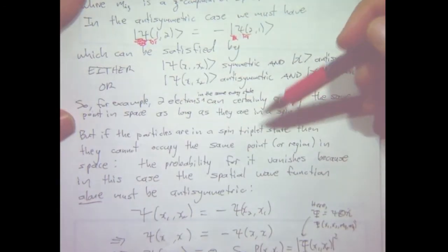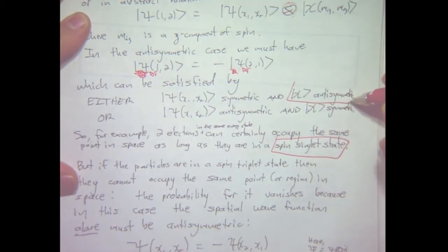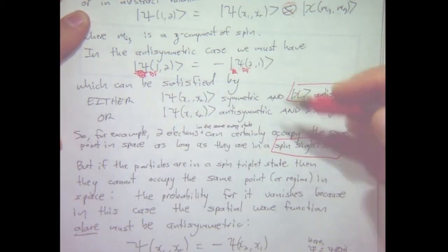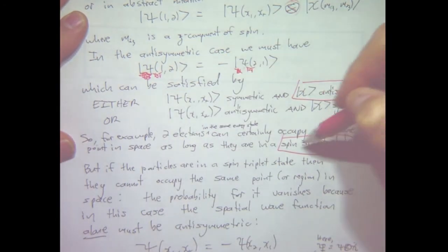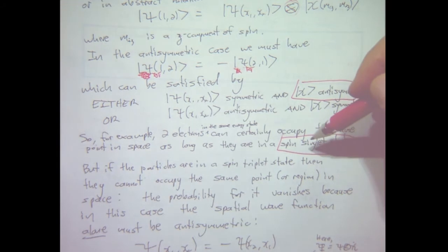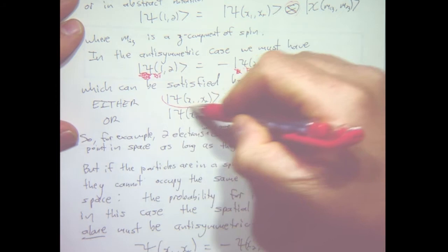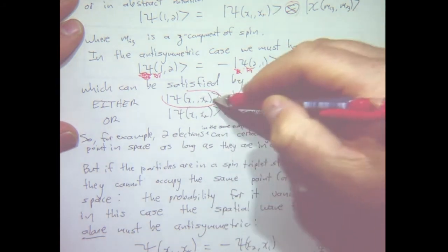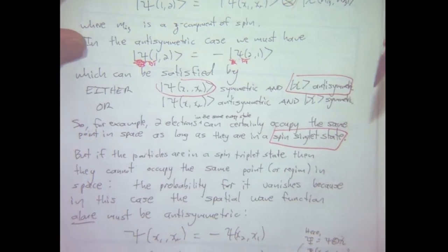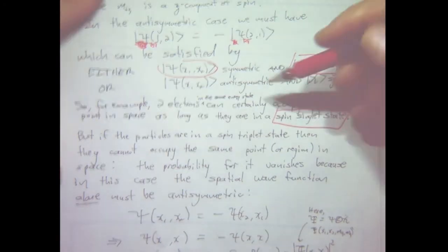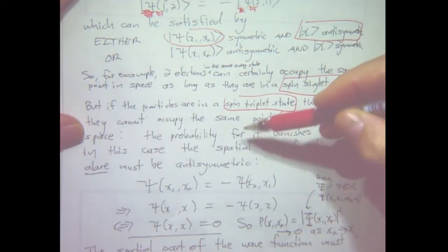So if the two electrons, which are fermions, are in a spin singlet state, the spin singlet state is anti-symmetric, and then the spatial part of the wave function can be symmetric, and if it's symmetric, then they can occupy the same point in space. But if the particles are in a spin triplet state, then they cannot occupy the same point in space.